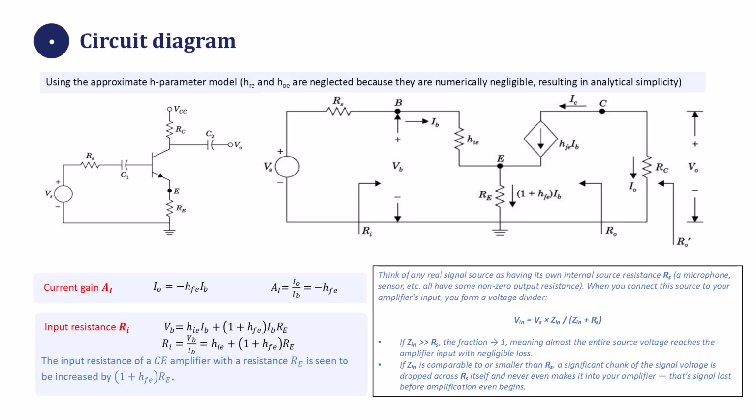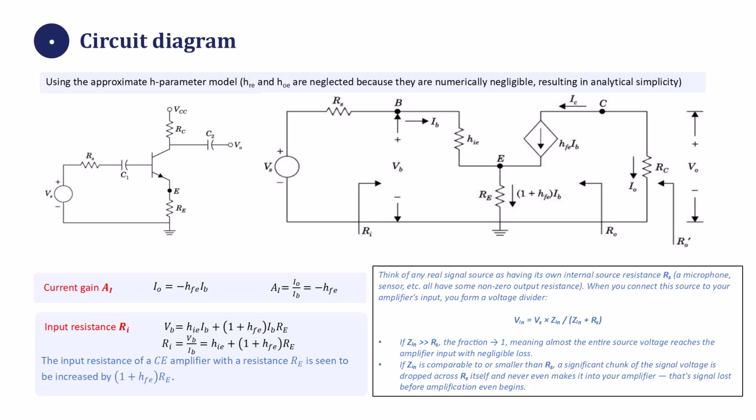Notice what this tells us. Adding Re increases input resistance by a factor of 1 plus HFE times Re. This is one of the defining features of adding an emitter resistor. Now, why does input resistance matter so much in practice? Think of any real signal source as having its own internal source resistance, Rs. A microphone, a sensor, and so on all have some non-zero output resistance. When you connect that source to your amplifier's input, you form a voltage divider.